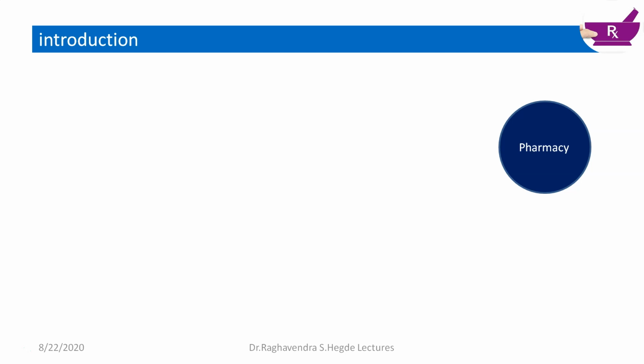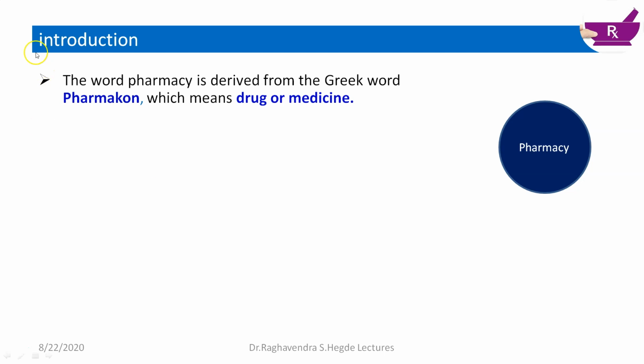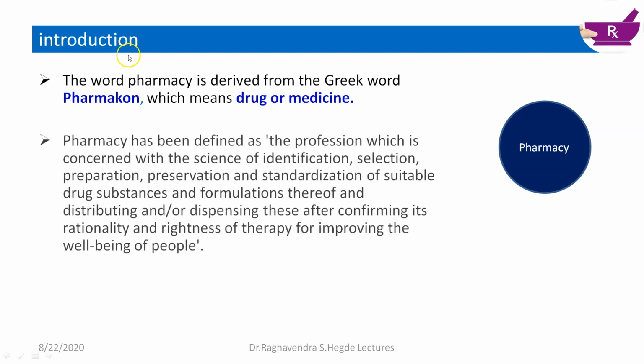Now, let us move to the introduction part of pharmacy. The word pharmacy is derived from the Greek word pharmakon, which means drug or medicine. Pharmacy has been defined as the profession which is concerned with the science of identification, selection, preparation, preservation, and standardization of suitable drug substances and formulations thereof, and distributing and/or dispensing these after confirming its rationality and rightness of therapy for improving the well-being of the people.